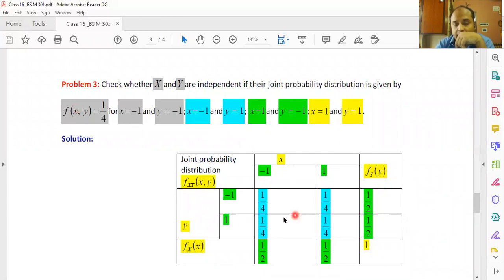Then I have calculated the marginal probabilities. Marginal probabilities, you already know how to calculate. The marginal probability of y for y equal to -1 has been calculated as the sum of 1 by 4 and 1 by 4, that is half. The marginal probability of this is half. The marginal probability corresponding to x equal to -1 is half, and the marginal probability corresponding to +1 is also half.